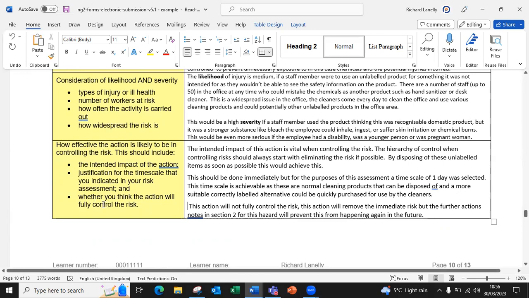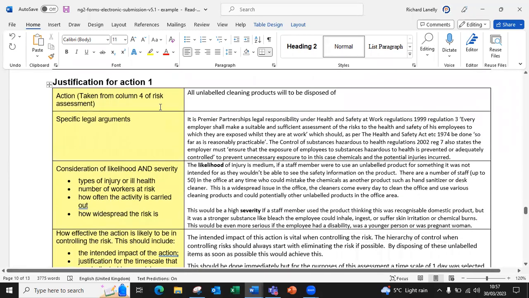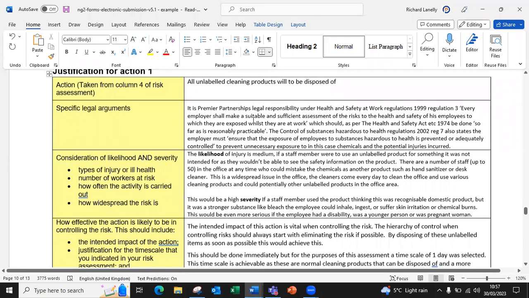Whether you think the action will fully control the risk. This action will not fully control the risk. This action will remove the immediate risk, but further actions noted in section 2 for this hazard will prevent this from happening again in the future. I will maybe put the word "hopefully" in there. Okay, so that's the first one. That's basically how you would do the justifications.